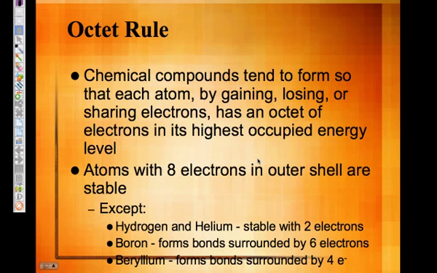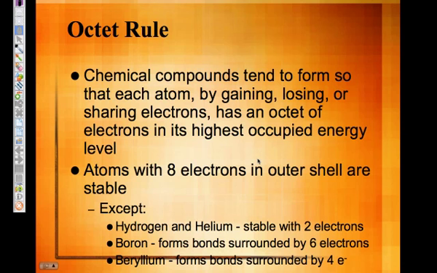Now there's a few exceptions. Hydrogen and helium are stable with just 2 electrons, because if we look at the periodic table and think about their orbital notations, hydrogen and helium are both in the first energy level. Does the first energy level have a p sublevel? Do you have a 1p? No, it's only 1s. To fill that energy level, you only need 2 electrons. So it's stable with just 2 electrons.